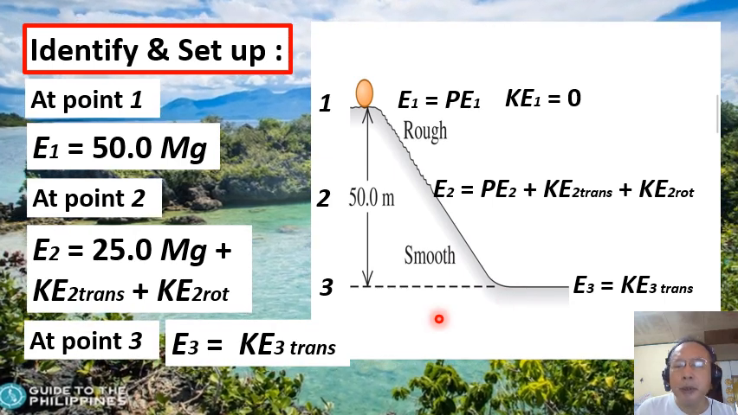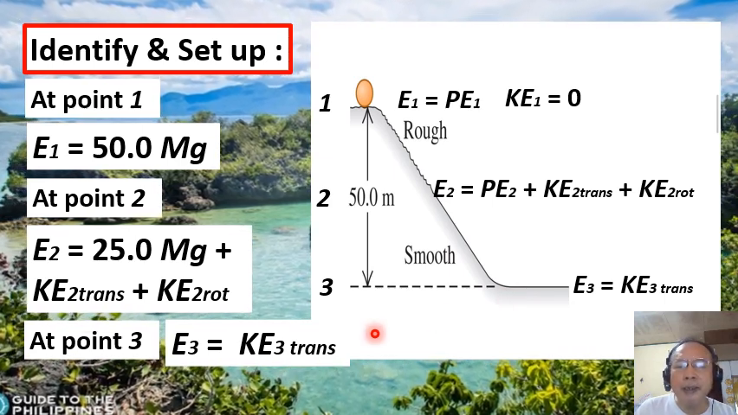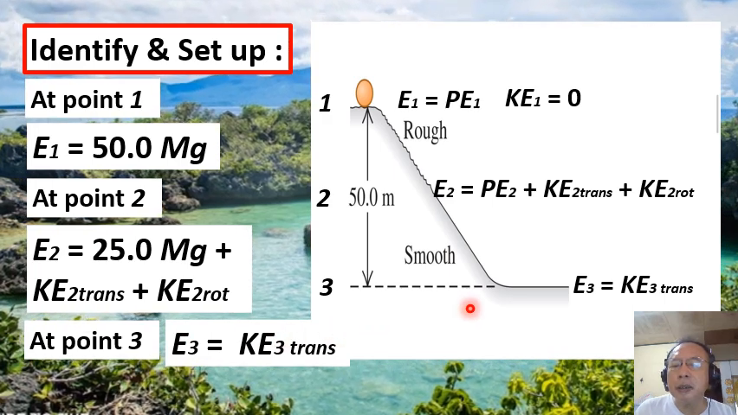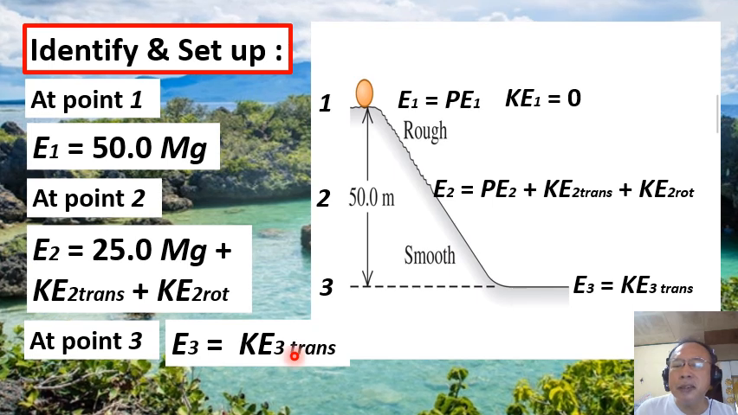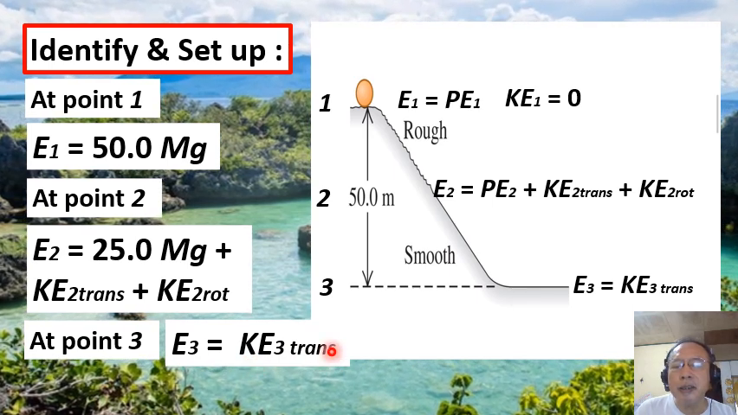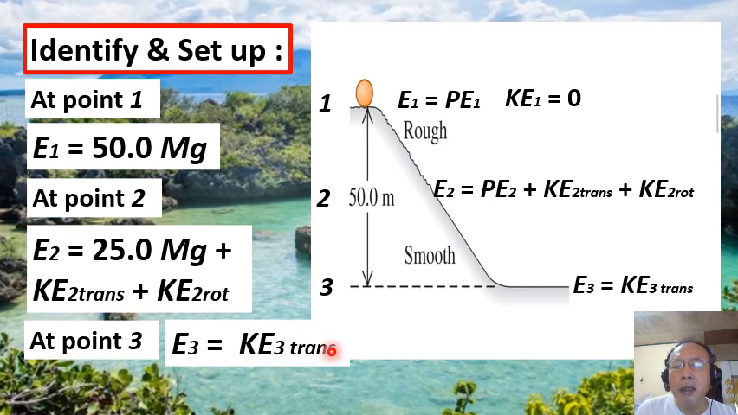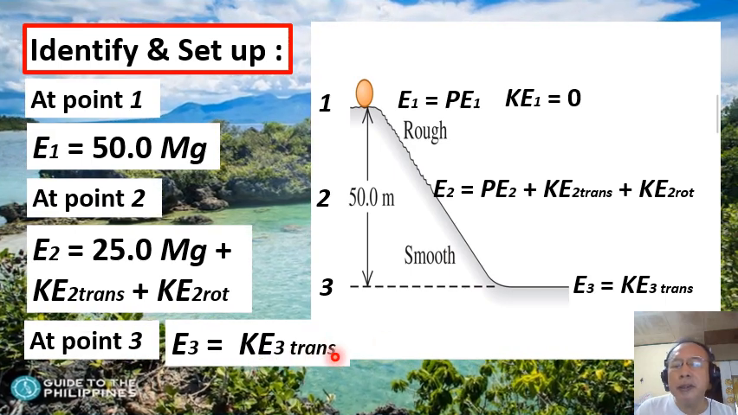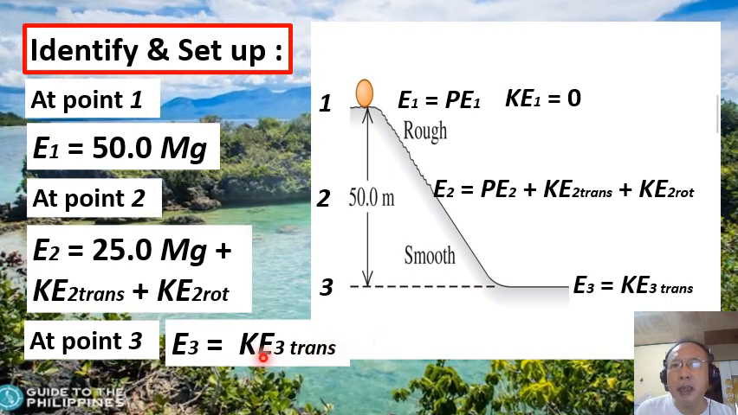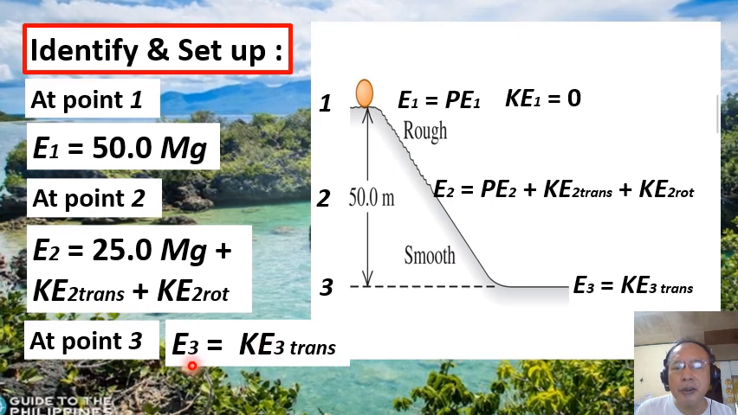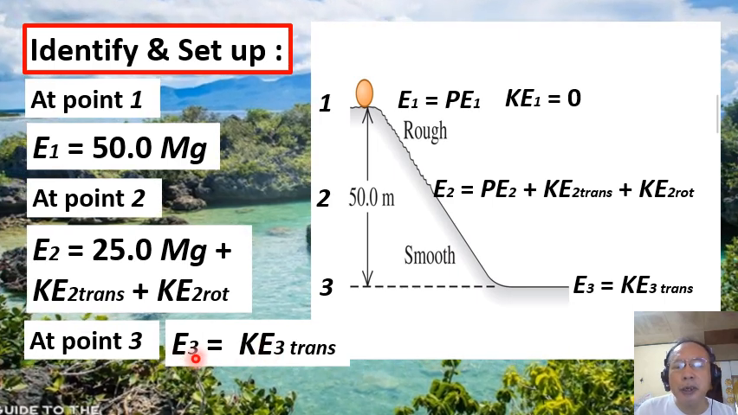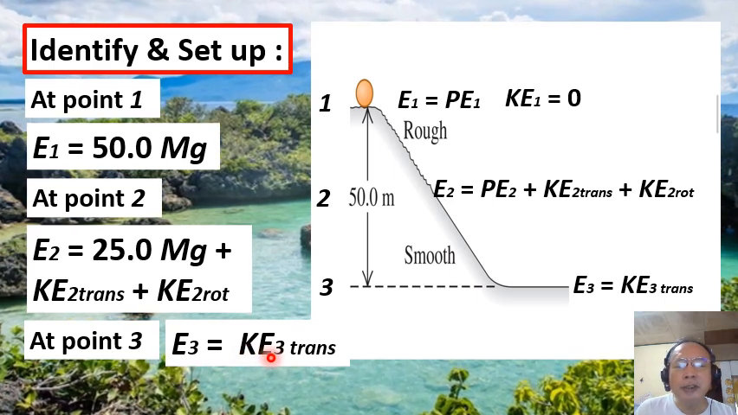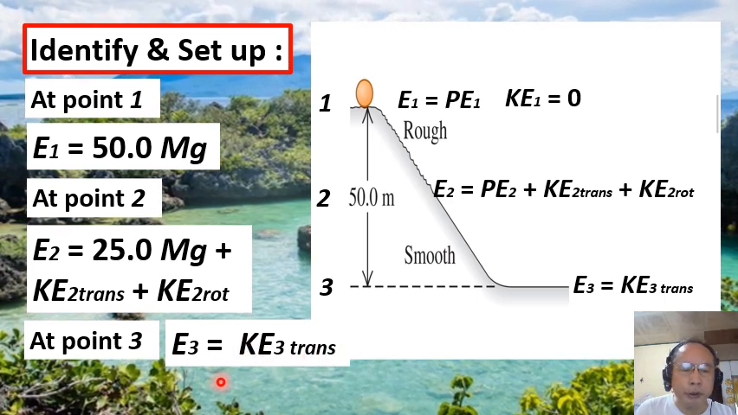So, it is purely translational kinetic energy. When it reaches point 3 or level 3, all its mechanical energy is already in the form of translational kinetic energy. So we label that here as E sub 3, which is simply the translational kinetic energy of the boulder.